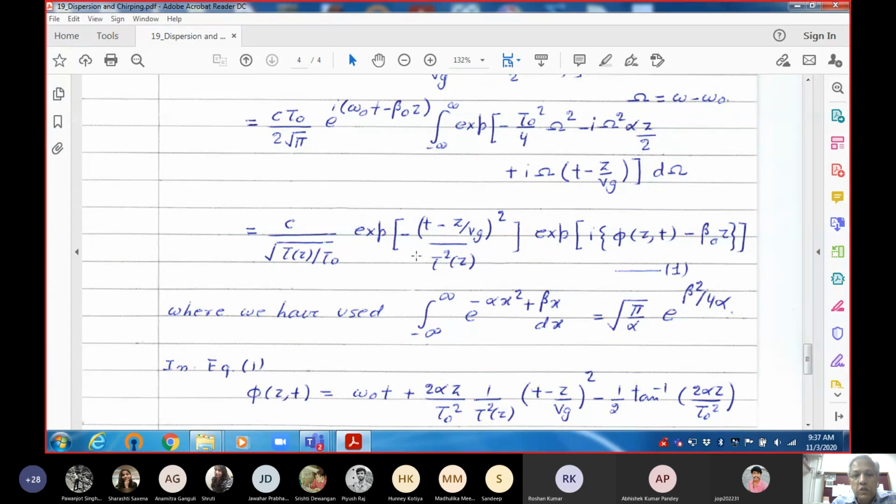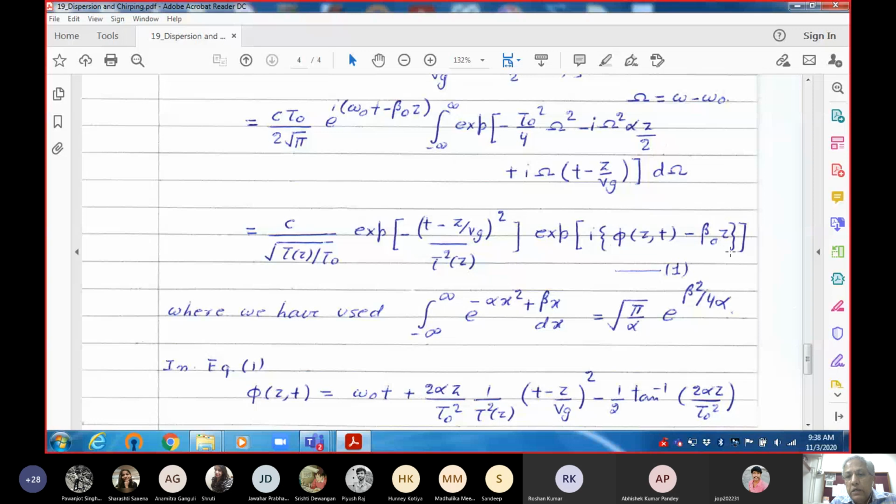And now look at this expression, it is a very interesting result. A Gaussian pulse remains Gaussian, but its pulse width is now changed, tau squared of z, that is not tau naught squared. I will come to this point, what is the value of tau squared of z. And at the same time, it is delayed by a time z by Vg. Vg is the group velocity at the carrier frequency, and that is what we expected, that the peak of the pulse is delayed by z by Vg. So the pulse is propagating with a group velocity Vg, and the pulse width is now given by tau squared of z.